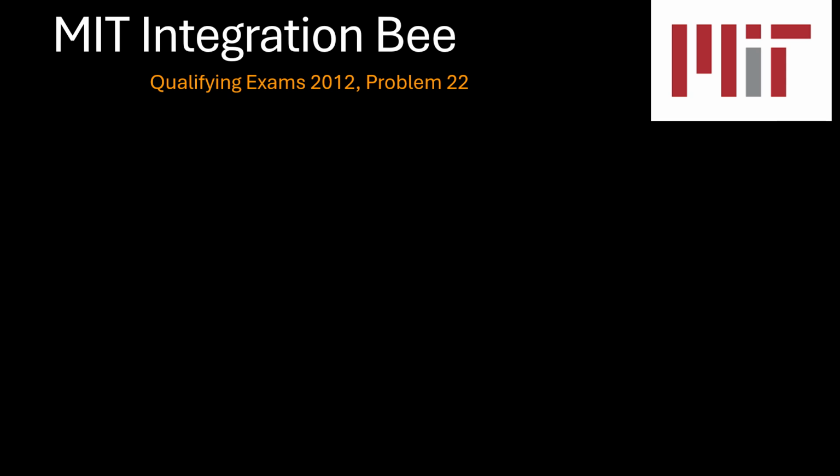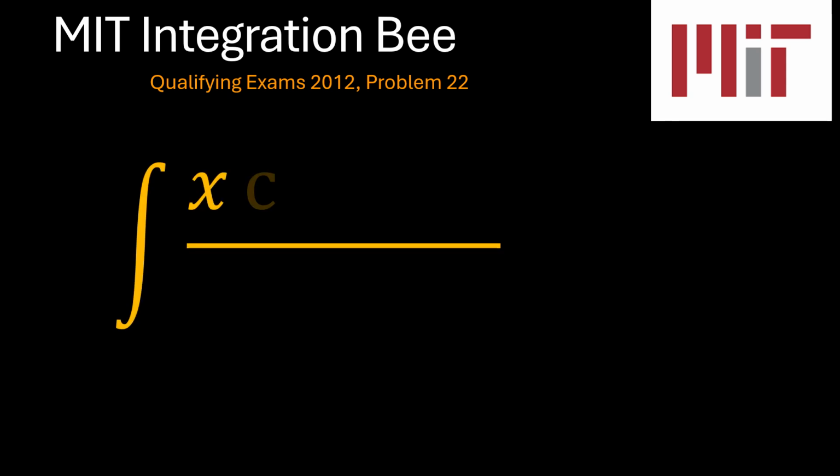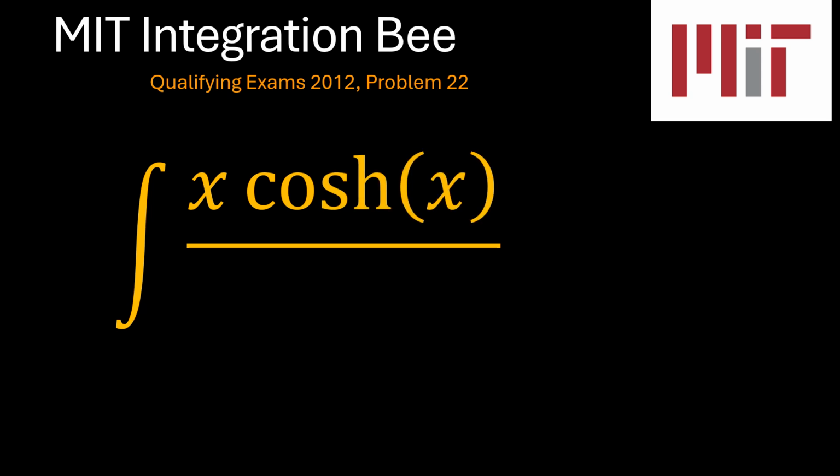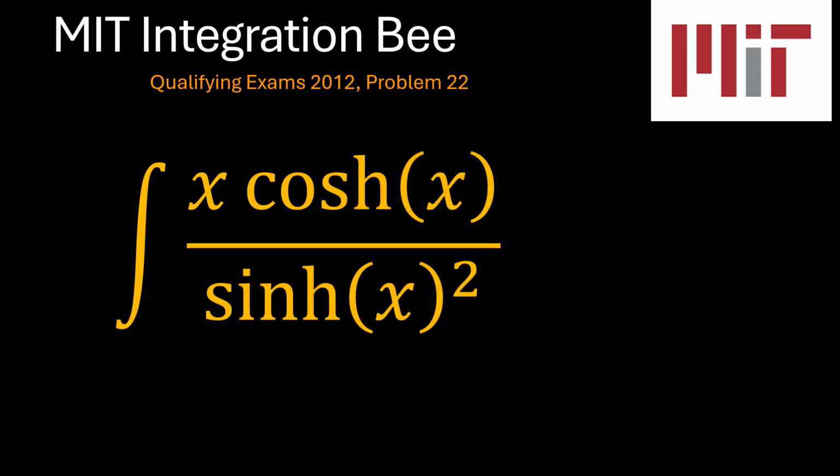This is problem number 22 of the MIT Integration Bee qualifying exam 2012: the indefinite integral of x times hyperbolic cosine of x over the square of the hyperbolic sine of x. This is a fairly tricky problem. Let's see how we may be able to solve it. Okay, let's look at our problem here. I think we're going to use integration by parts here.